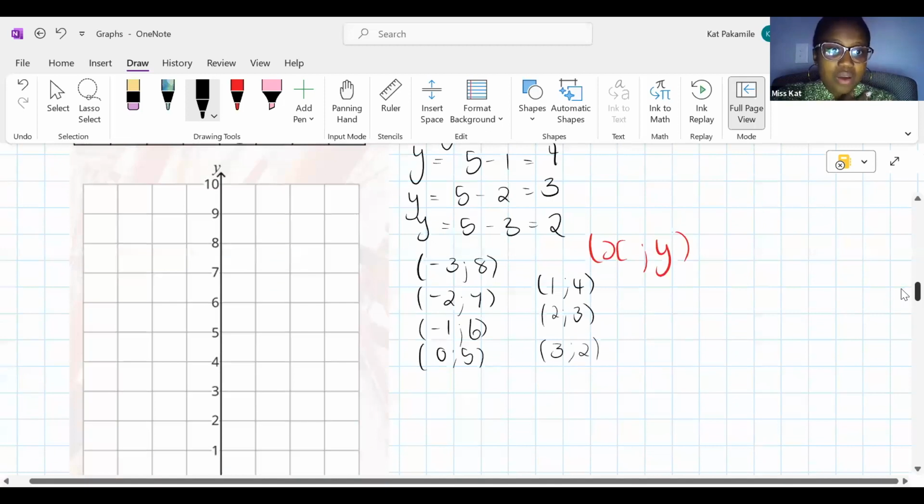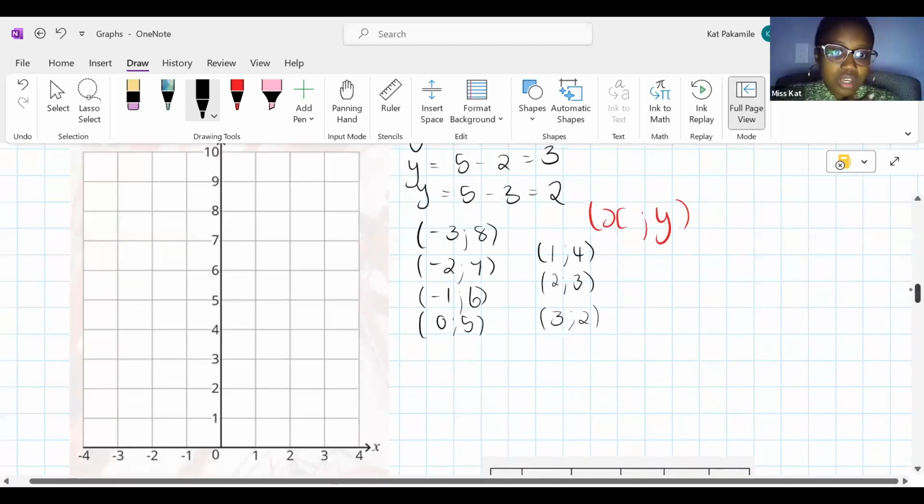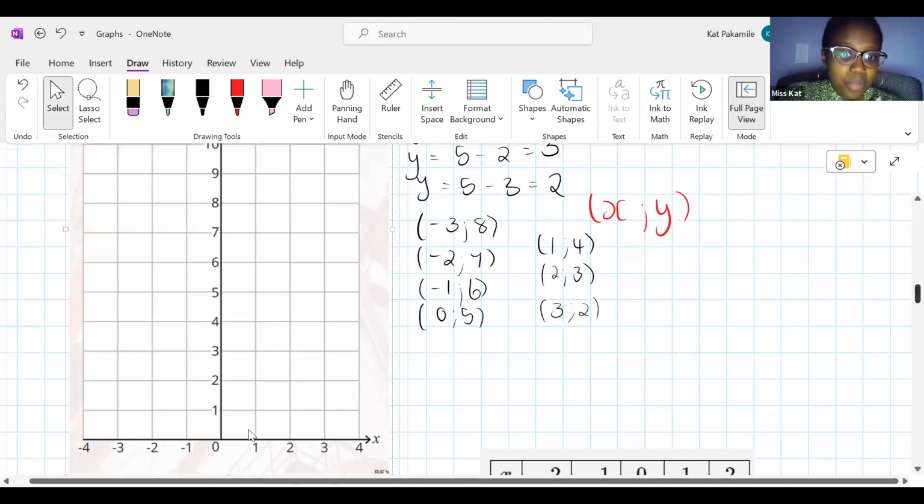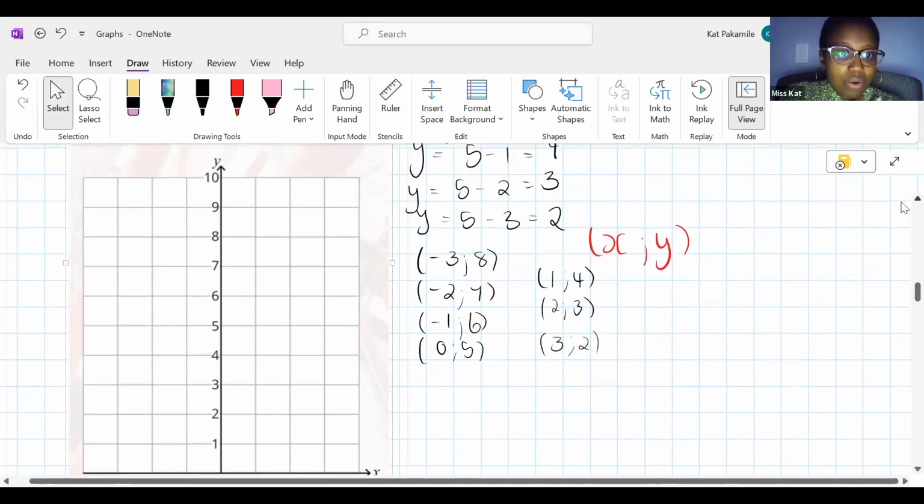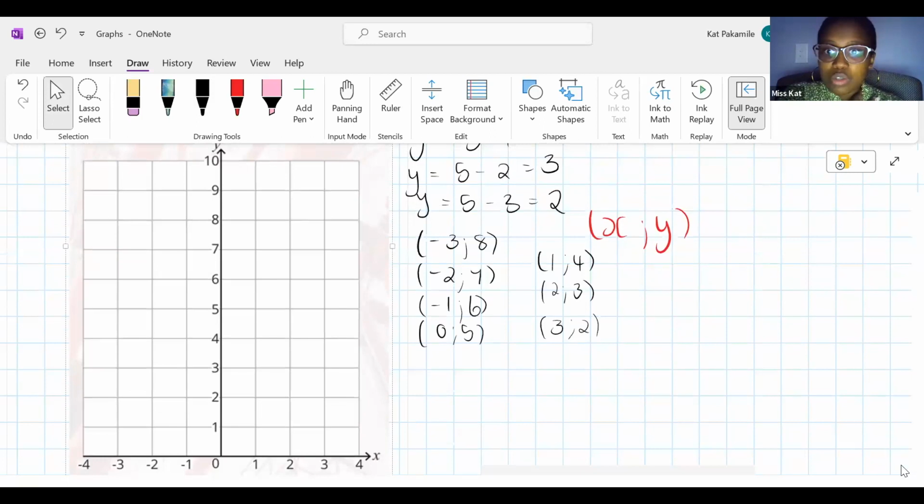Okay, guys, we're going to start. See, we have our Cartesian plane. It is all in order. The horizontal one is our x-axis. The vertical one is our y-axis. We just learned this, okay? Remember to mute yourself. There we go. Now we're going to plot these points.